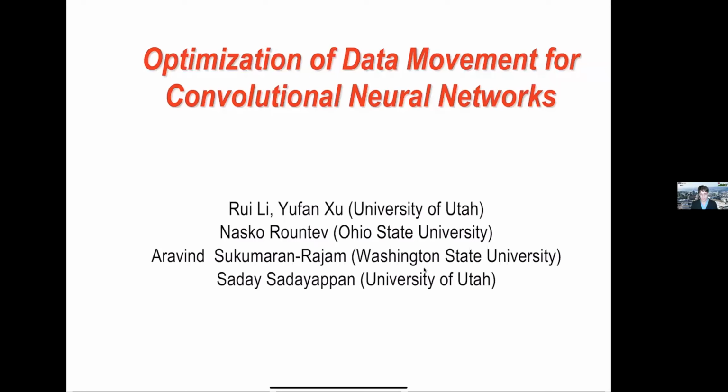So what I'd like to talk about today is some recent work we've been doing on optimizing data movement for convolutional neural networks. The work's primary author is Ray Lee, a PhD student who's just about to graduate. And Yufan Zhu is also another PhD student at the University of Utah, and collaborators Nasco Ronte from Ohio State, Arvind Sukumar and Rajam from Washington State University. I'd like to acknowledge support from the National Science Foundation for this work.